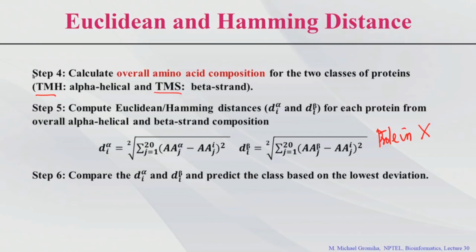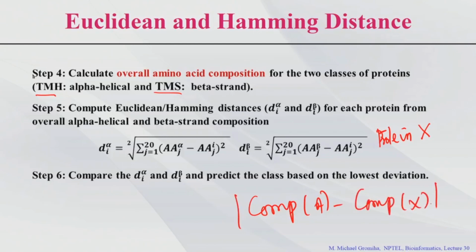So, what is the Hamming distance? How do we calculate it? It is the difference: composition of A minus composition of X. It is the sum over i equal to 1 to 20. You take the composition of the whole set of proteins A, and for any X, with i from 1 to 20. So you do it over the 20 residues, take the absolute values of the differences, and you get that.